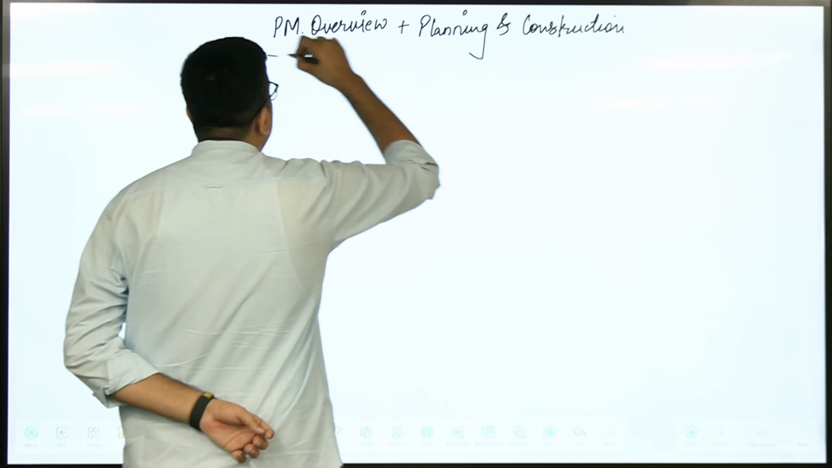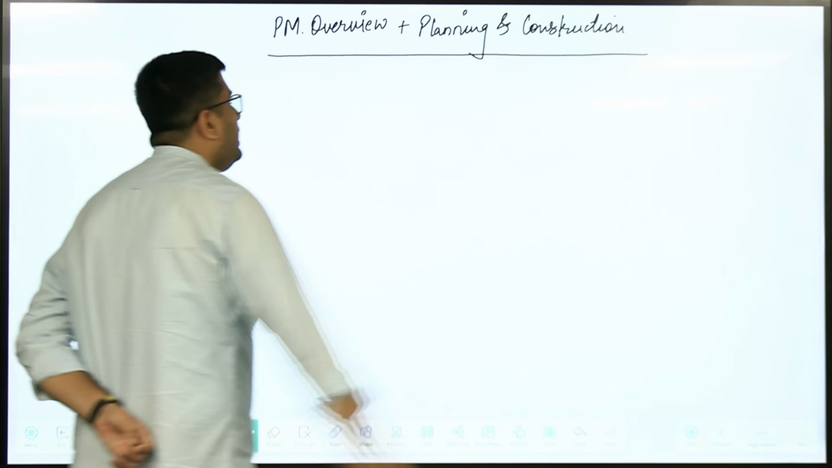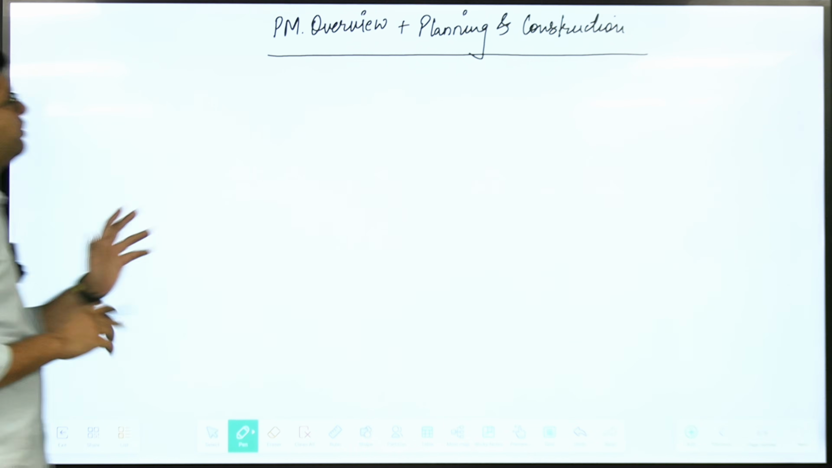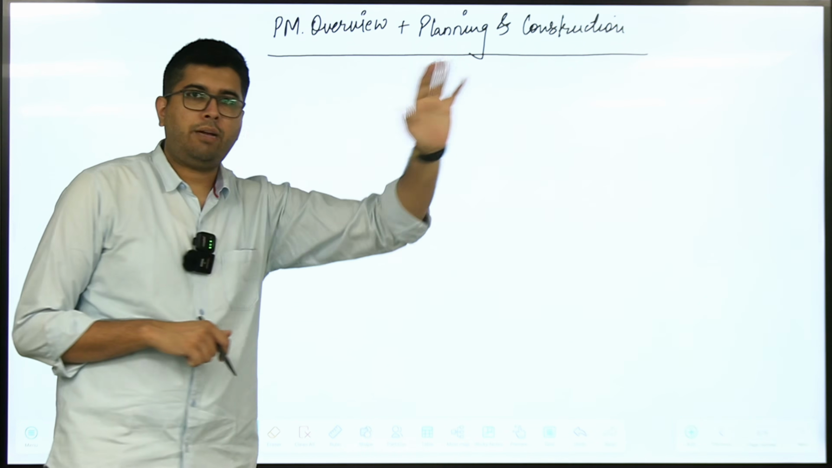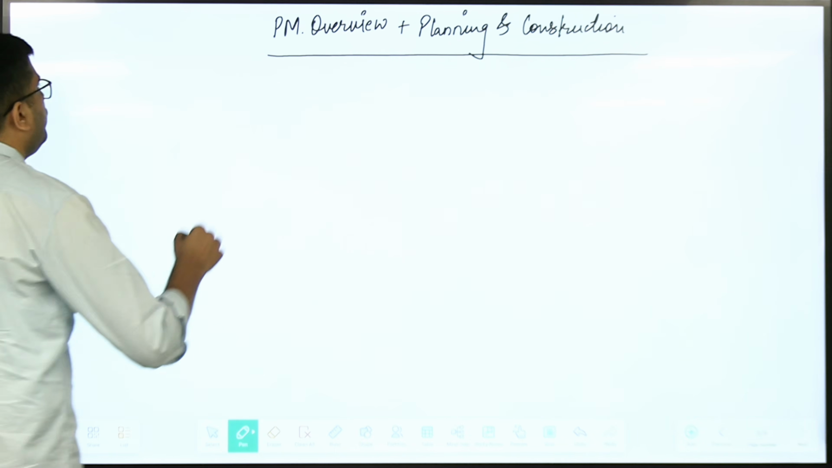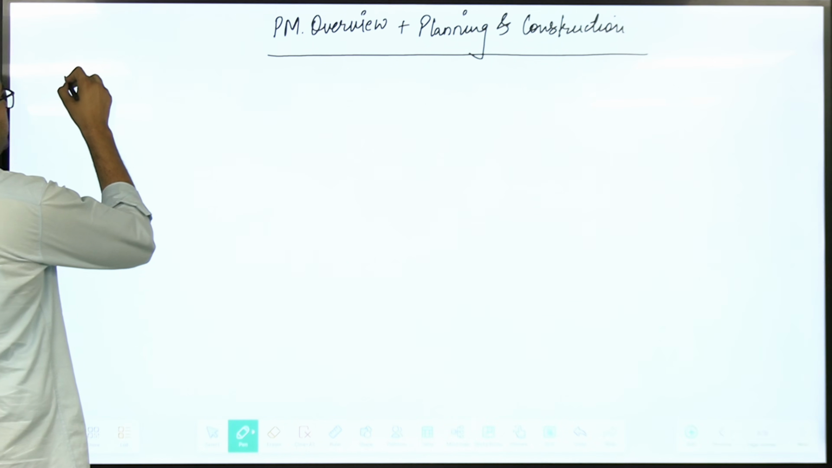We take up a combined discussion because almost 80% of our discussion across the two topics can be summarized together. We can combine a lot of discussion from the first chapter with the second chapter by taking some references. So let's start with the first basic part, which is the portfolio management process.